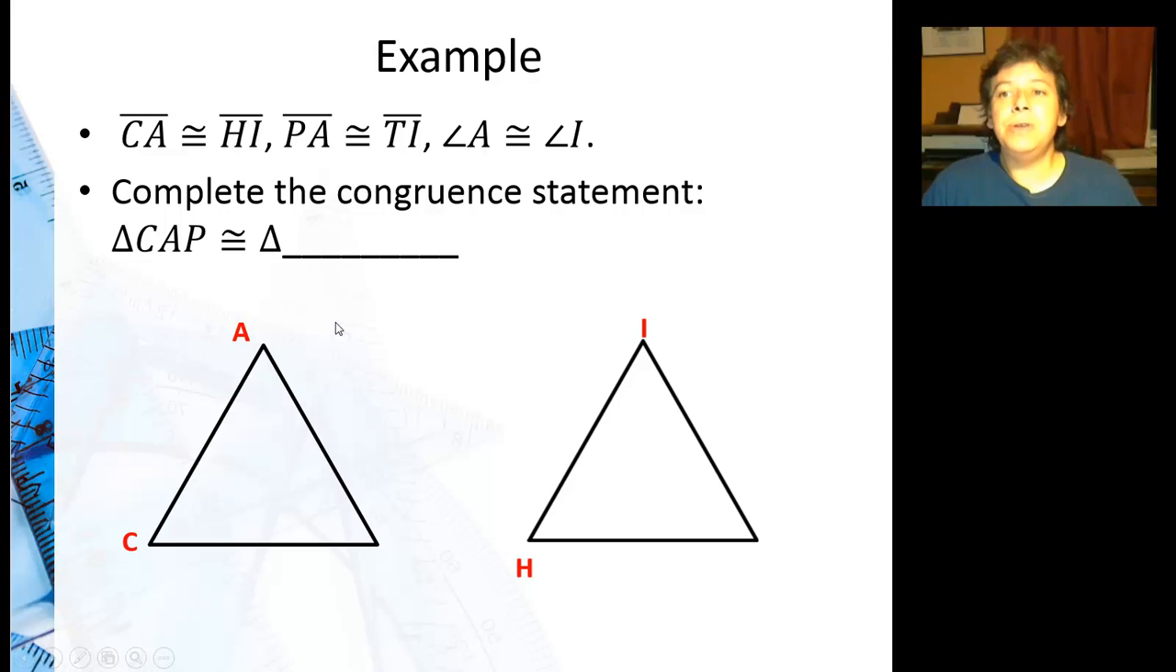Then I also know that PA goes with TI. So PA would be this side. That means that T would go with this point P, and I put it on the other triangle. So triangle CAP goes with triangle HIT. I can't do THI or ITH or HTI. It has to be in the order that goes with CAP, so it's HIT.